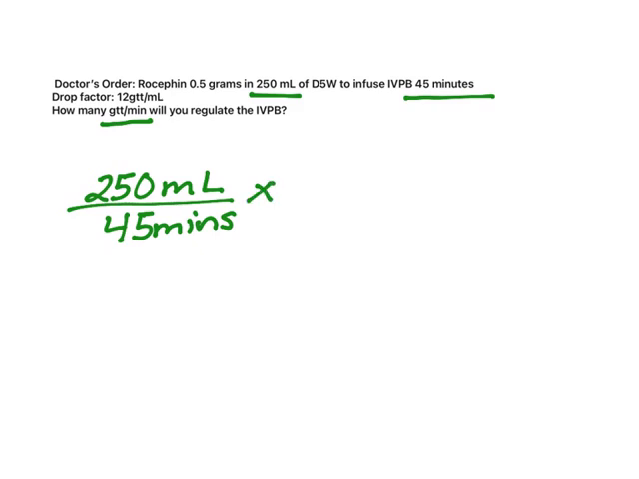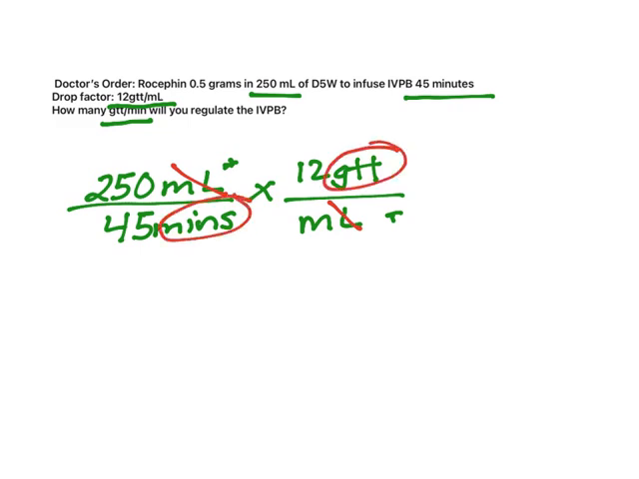All right, so our answer needs to be in GTTs per minute, but we're currently in mLs per minute. So let's get rid of the mL. Let's go back to the problem and see, where do we have some mLs? Okay, we got an mL right there. So if mLs is on the top, mLs need to go on the bottom. So we got 1 mL on the bottom, and 12 GTTs is going to go on the top. So what's going to cancel out? Our mLs is going to cancel out, and we're going to be left with GTTs per minute.